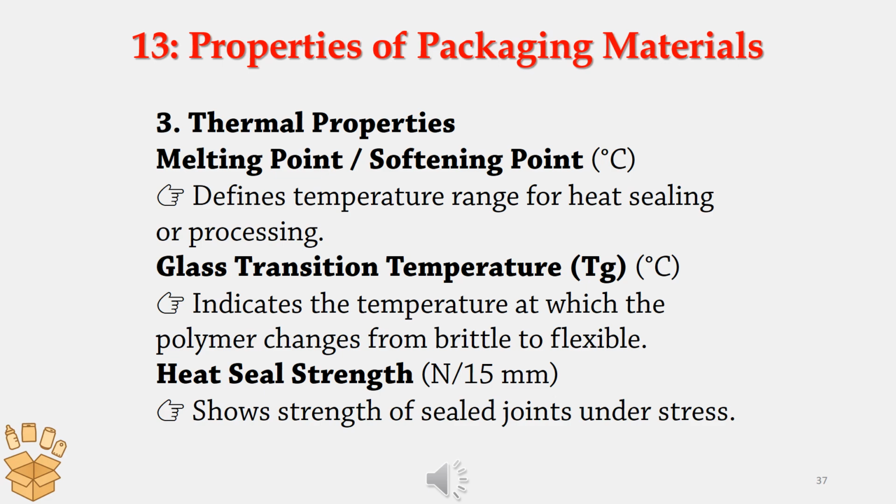Third, thermal properties. Melting point, softening point. It defines temperature range for heat sealing or processing. Glass transition temperature. It indicates the temperature at which the polymer changes from brittle to flexible. Heat seal strength. It shows strength of sealed joints under stress.